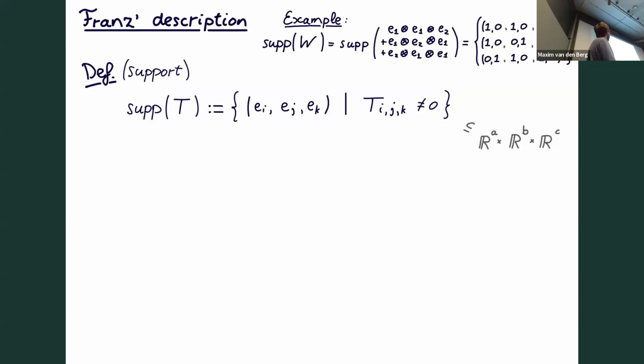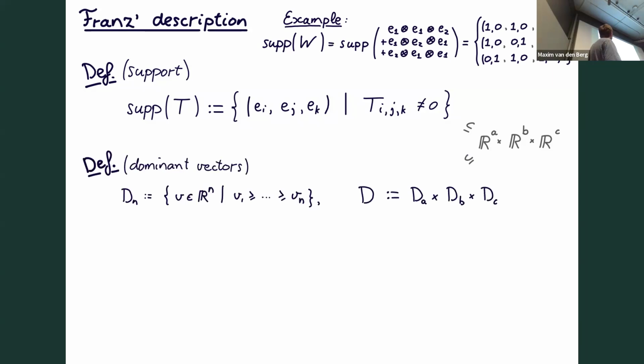So I have a little example here of the W state. This was this tensor. So what is the support? When it's non-zero, it's at index 1, 1, 2. And then I write them as the first standard basis vector, second standard basis vector. And then I do this for all the items in the support. And then I get this set. So this lives in R^A times R^B times R^C, just where our moment polytope lives as well.